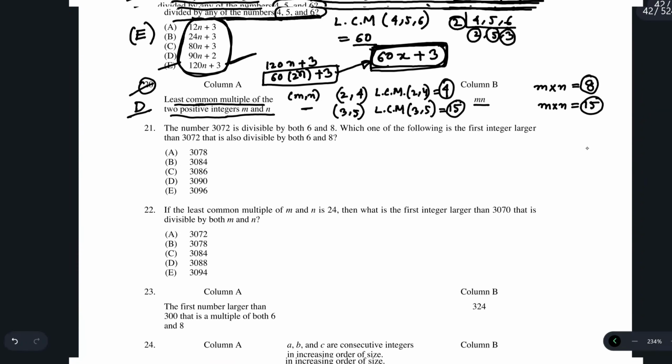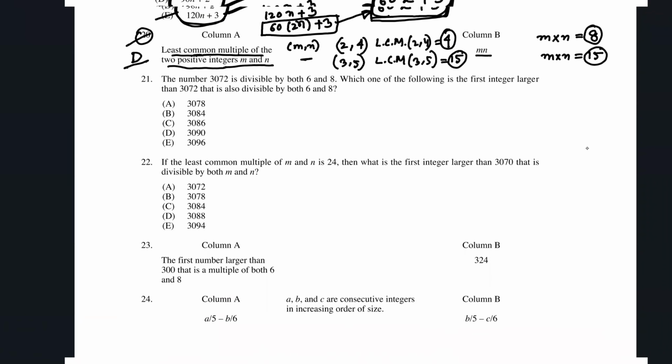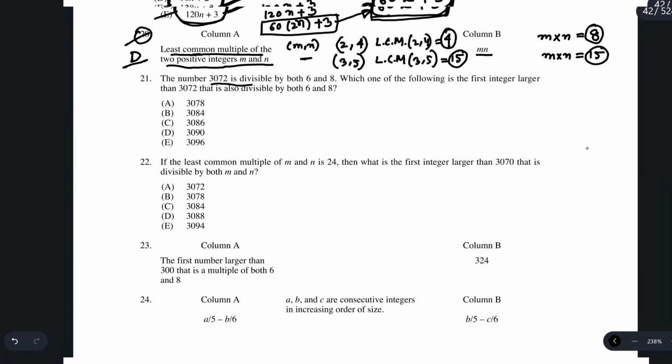Now let's move to the next problem, 21. Here we are given that the number 3072 is divisible by both 6 and 8. Which of the following is the first integer that is larger than 3072 and that is also divisible by both 6 and 8? To figure out the numbers that are divisible by both 6 and 8, we have to go for the LCM, the least common multiple, of 6 and 8.